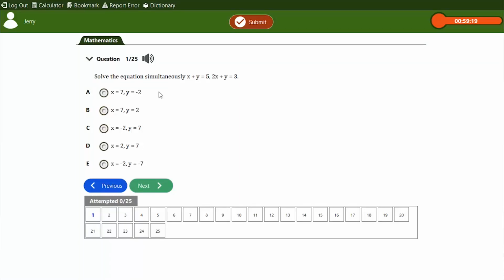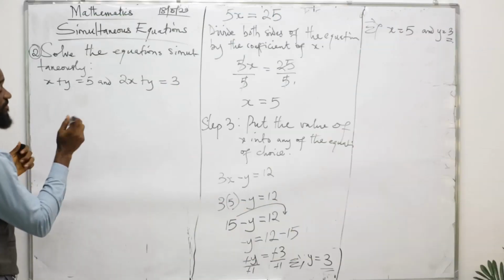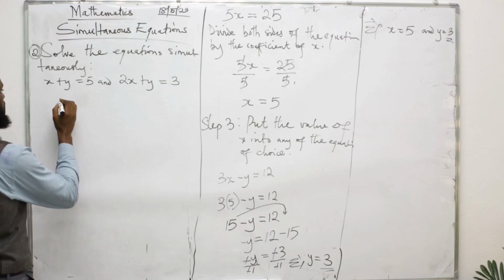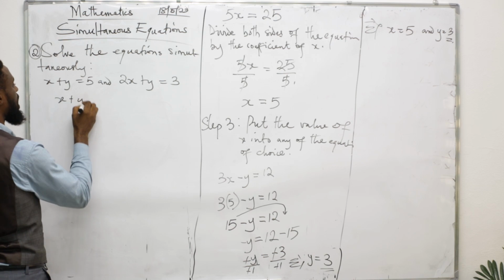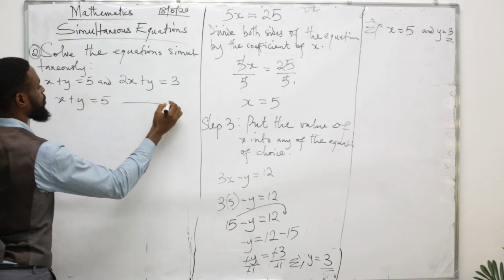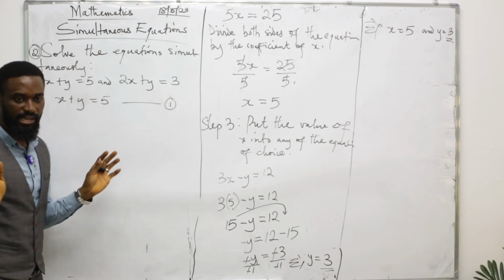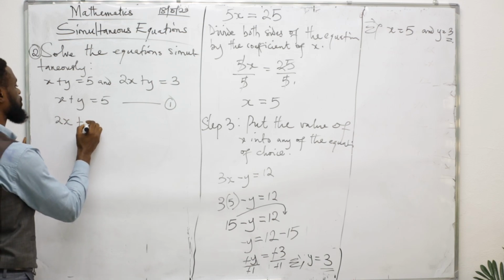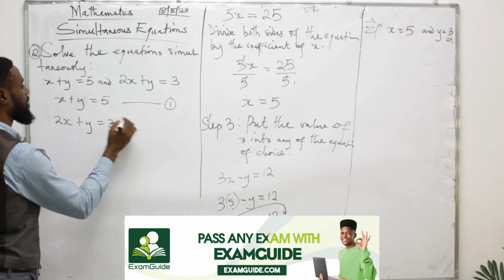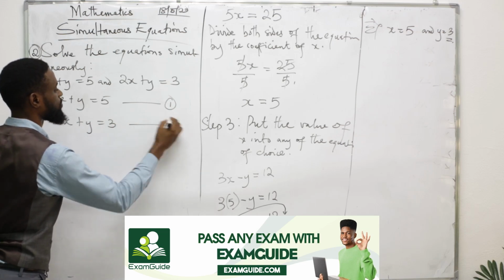So we have: solve the equation simultaneously. That is what is given there. Solve the equation simultaneously. Now these two equations are given. The first step is to name your equation. So this, x plus y is equal to 5, is equation 1. Is that clear? The second one, 2x plus y is equal to 3, is equation 2.